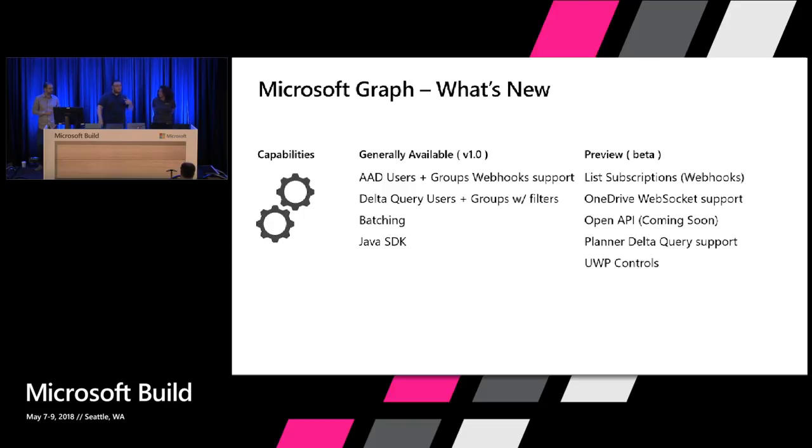Capabilities-wise, we are constantly adding webhooks to different entities in Graph so that you can get those real-time updates. We're adding SDKs for every major programming language. So if you love Java, we have a great Java SDK for Microsoft Graph. If you love JavaScript, we have a great JavaScript SDK for Microsoft Graph, and so on and so on. And then we are going to continue to add a bunch of new capabilities.